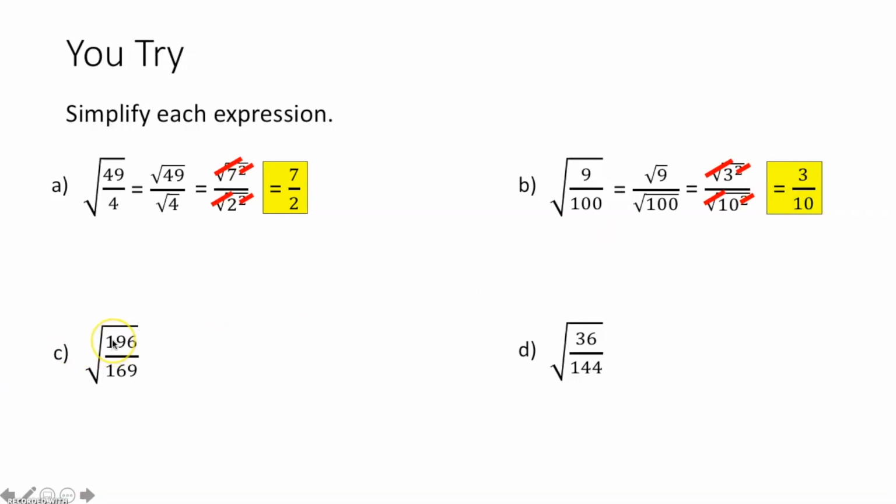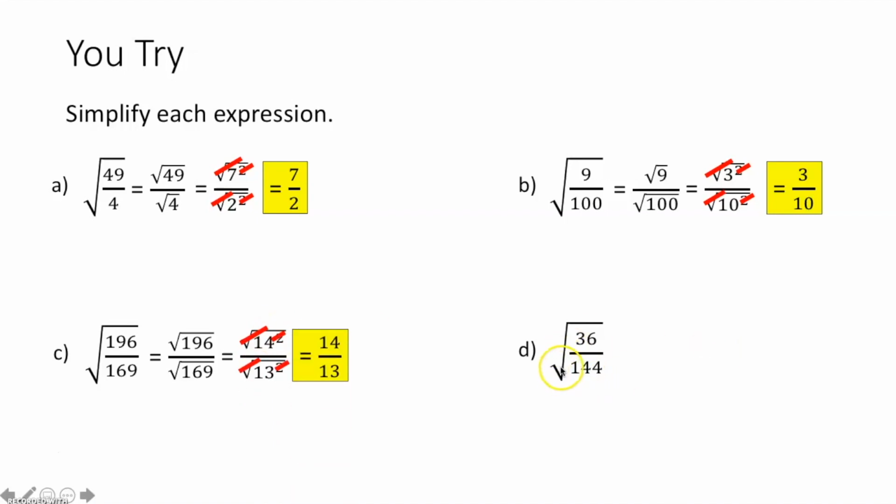Same thing for part C. We break it up so that it's the square root of the numerator over the square root of the denominator. What number squared is equal to 196? That's 14. What number squared is equal to 169? That's 13. So we have the square root of 14 squared over the square root of 13 squared. The radical and the square cancel each other out in the numerator and denominator. We're left with 14 over 13.